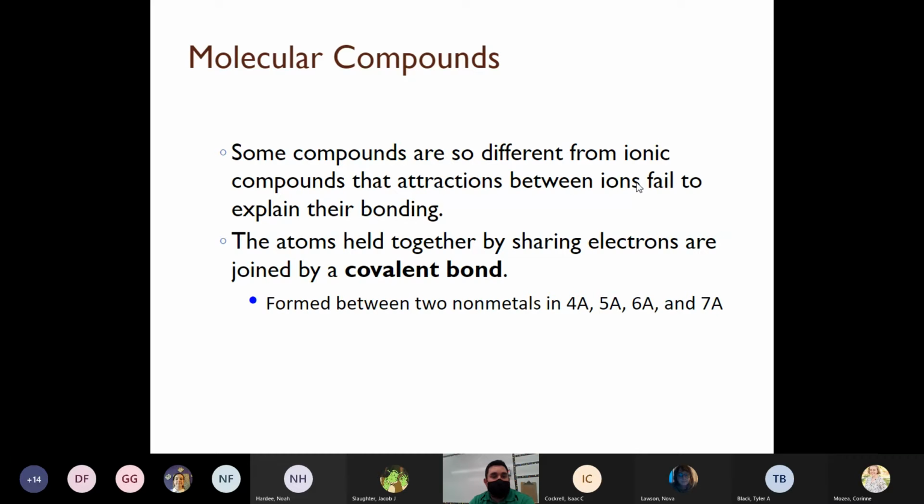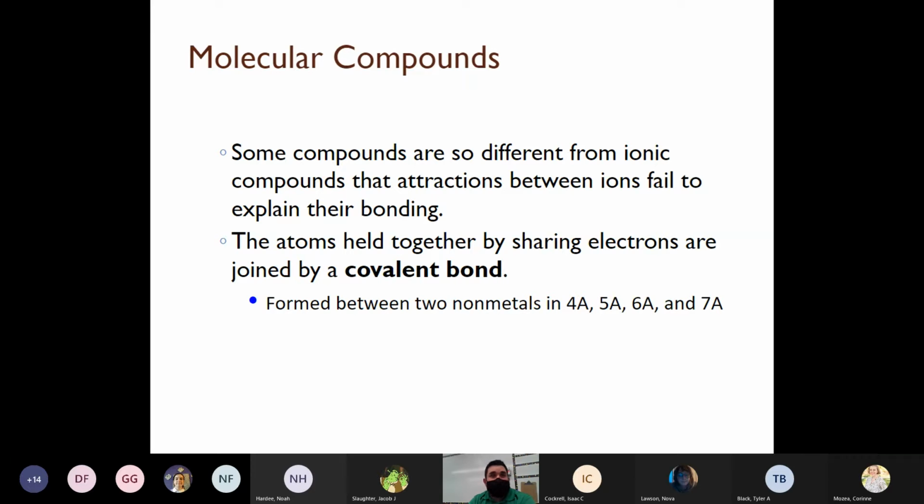And again, mainly because the positive and negative doesn't make sense. So they're not positive and negative, but rather the sharing of electrons. And these are between two non-metals. And we call that a covalent bond. And these are going to make molecules.